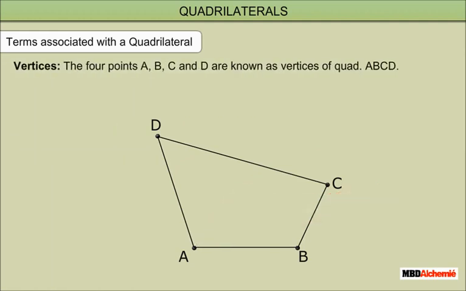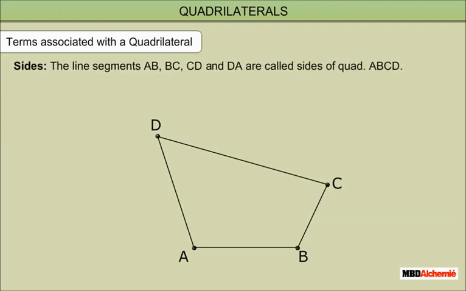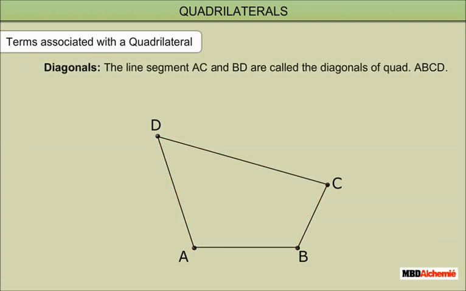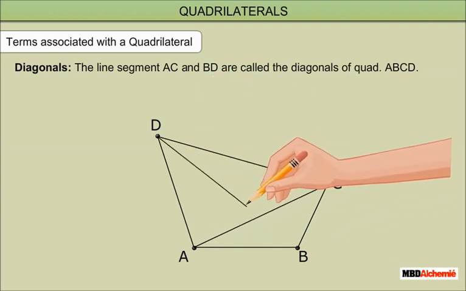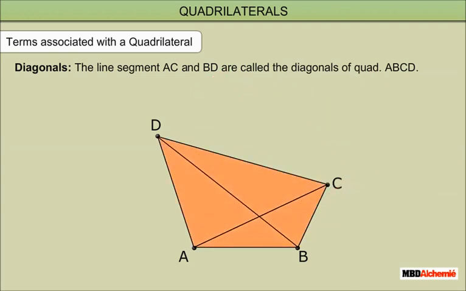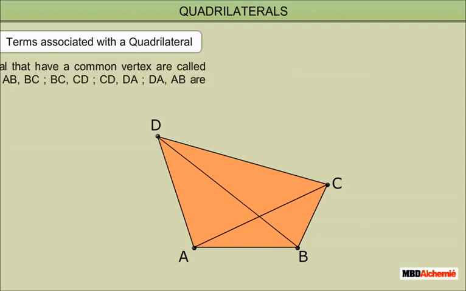Vertices. The 4 points A, B, C and D are known as the vertices of quadrilateral ABCD. Sides. The line segments AB, BC, CD and DA are called the sides of quadrilateral ABCD. Diagonals. The line segments AC and BD are called the diagonals of quadrilateral ABCD.